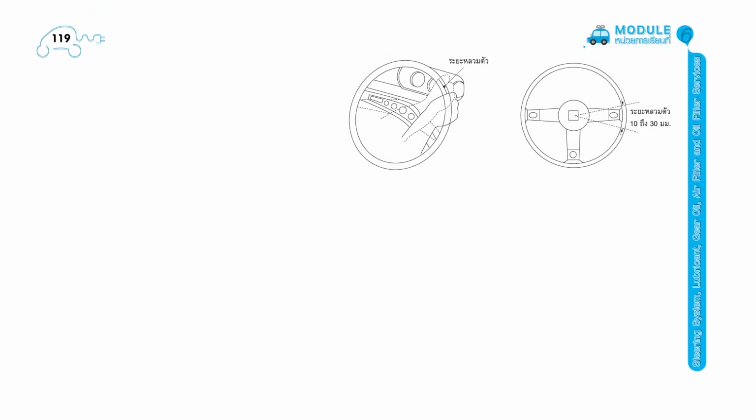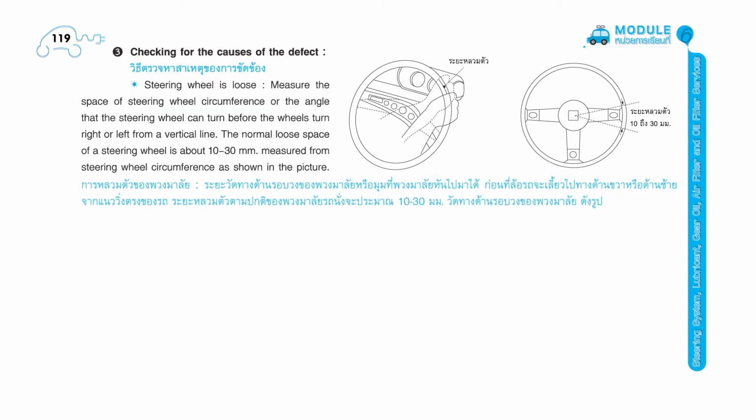Page 119. 3. Checking for the causes of the defect. Steering wheel is loose. Measure the space of steering wheel circumference or the angle that the steering wheel can turn before the wheels turn right or left from a vertical line. The normal loose space of a steering wheel is about 10 to 30 millimeters measured from the steering wheel circumference as shown in the picture.